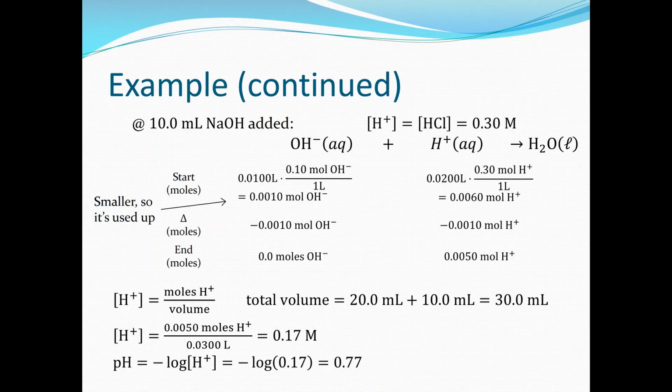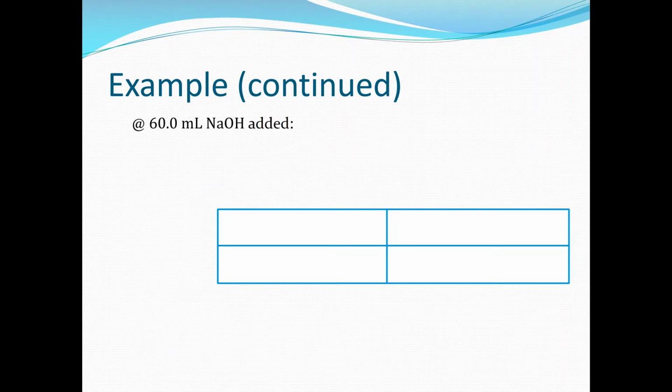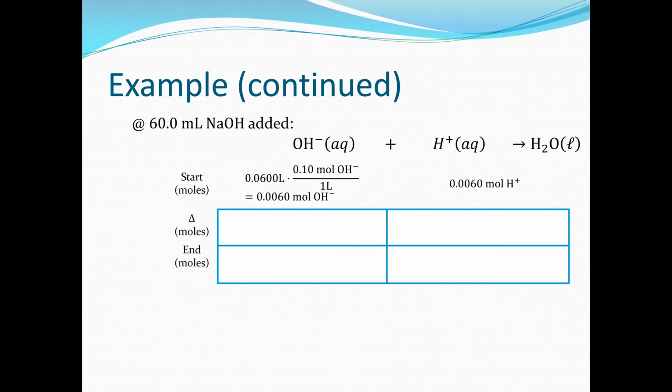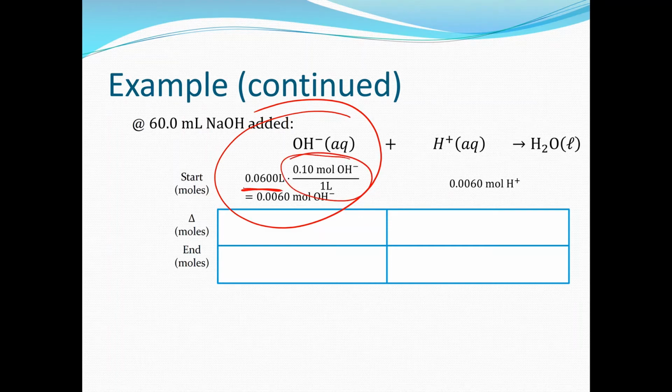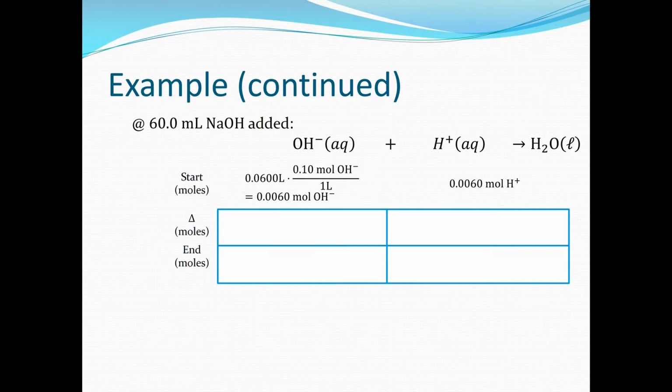Okay, let's go to 60 milliliters of sodium hydroxide added. So at this point, it's the same process, right? It's just we're going to be at a different point along the curve. I have the same amount of hydronium ion. That part's not going to change because I'm not adding more hydrochloric acid during this titration. That part is going to be the same for every one of these points. What's going to change is the hydroxide, right? Because now I have 60 milliliters, same concentration, and so now I have 0.0060 moles of the hydroxide. I also have 0.0060 moles of hydronium ion, and so this is an equal molar situation.